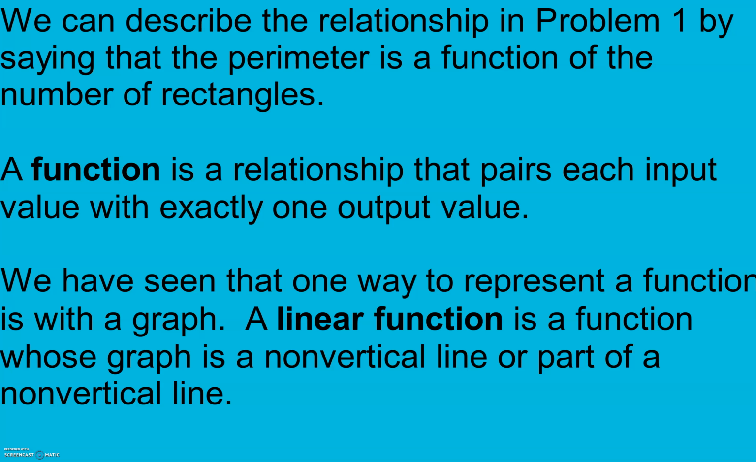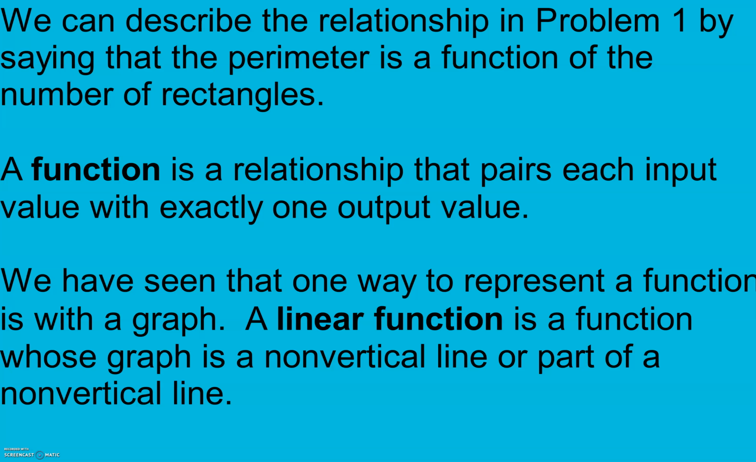Continuing on in section 4.2, we can describe the relationship in problem 1 by saying that the perimeter is a function of the number of rectangles. A function is a relationship that pairs each input value with exactly one output value. So 2 rectangles gave us exactly 1 perimeter. 10 rectangles would give us exactly 1 perimeter.